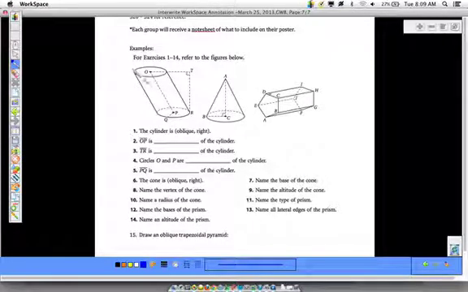Then finally, with your groups, once you were done, you were supposed to complete number 1 through 15. We're going to quickly go through these. I want you to pause this, try to answer them, then check your answers.